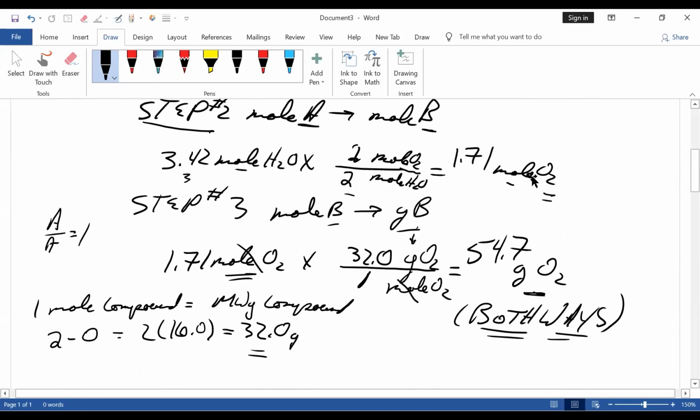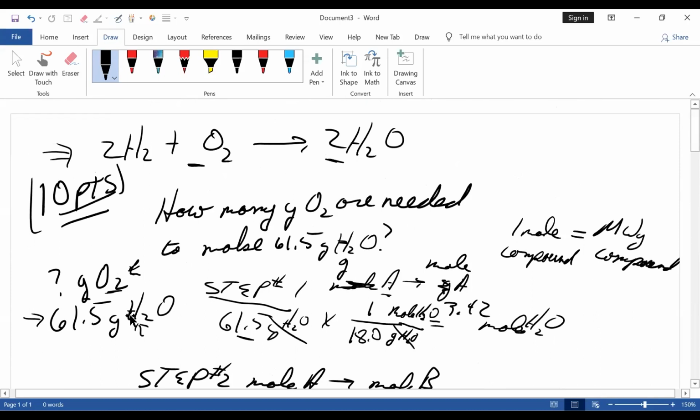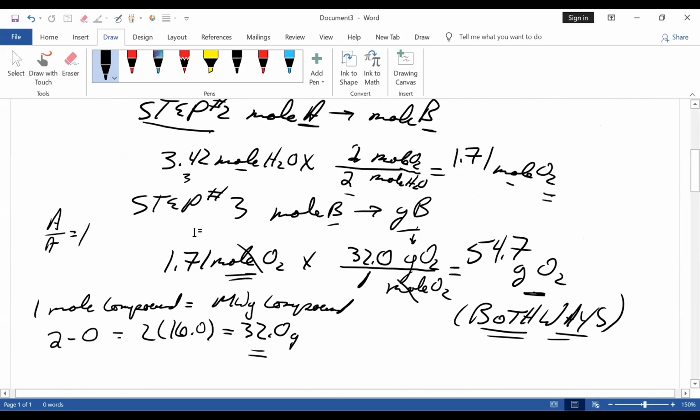And I now have moles of oxygen, but I'm trying to get the grams of oxygen, and I'll do step 3. Moles of B goes to grams of B, and therefore I have moles of oxygen, want to get the grams of oxygen, and as you know, 1 mole of a compound equals the molecular weight in grams of the compound. For oxygen, that's 2 times 16.0, 32.0. Put this here, because I know grams go on top, moles go here, and this is my final answer.